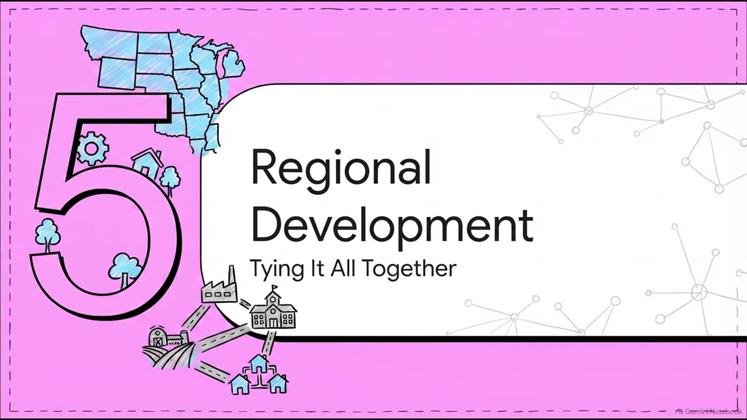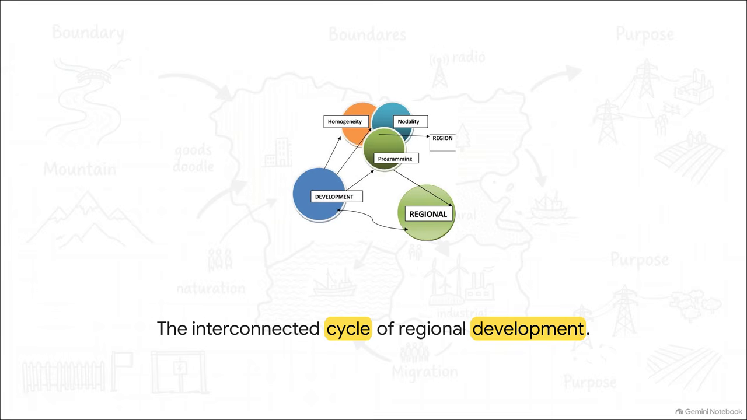Section 5, the goal, regional development, tying it all together. All right, this brings us to the narrow tip of our conceptual funnel. Why do we even care about boundaries, homogeneity, or nodes? Well, because all these abstract academic definitions exist for one reason: to impact real human development. It is literally a living, breathing cycle.